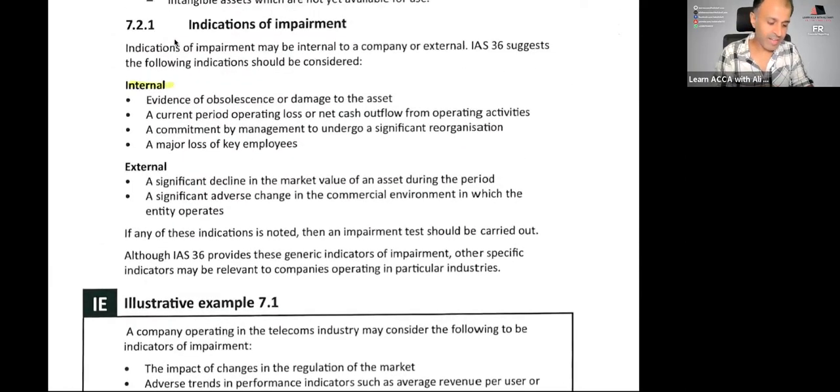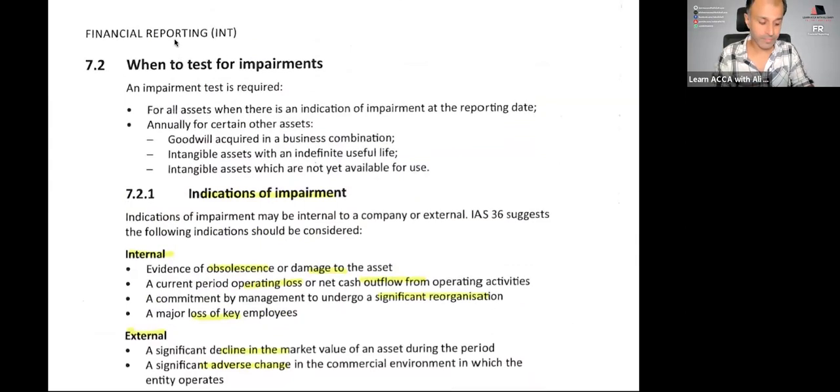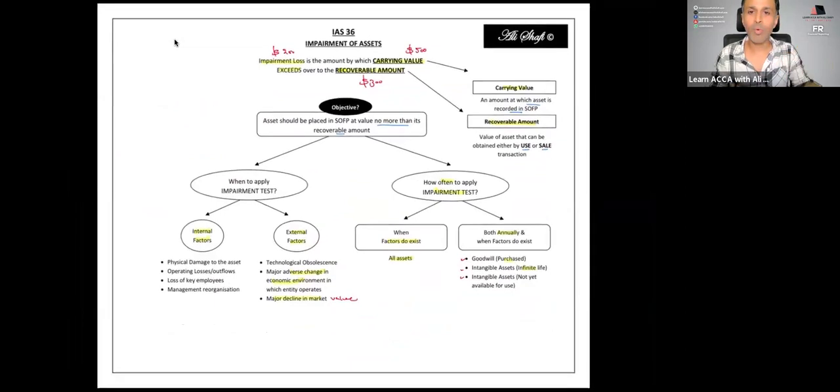See, internal factors: evidence of obsolescence or damage to an asset, current period losses or cash flow issues, management reorganizations, loss of employees. External factors: decline in market value, adverse change in the economy, technological obsolescence. These are indications of impairment, factors of impairment. For all the assets, indications of impairment lead us to a review. But annually, there are a few of them. Summaries are made out of it, which makes the task easier and friendlier.